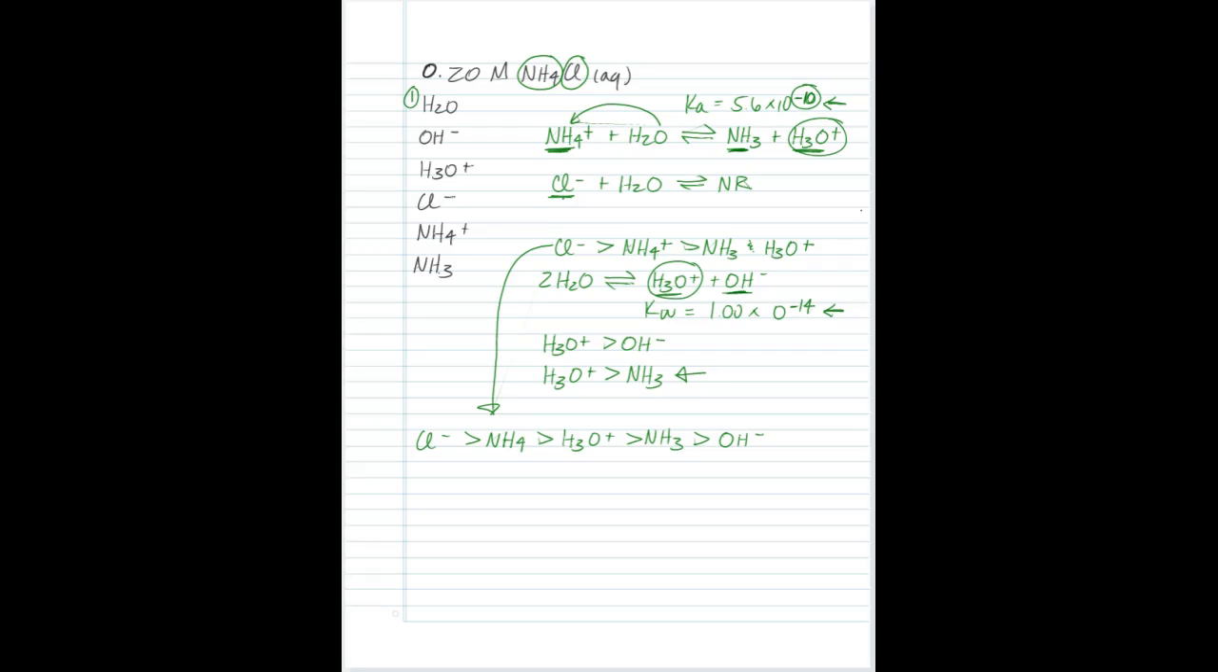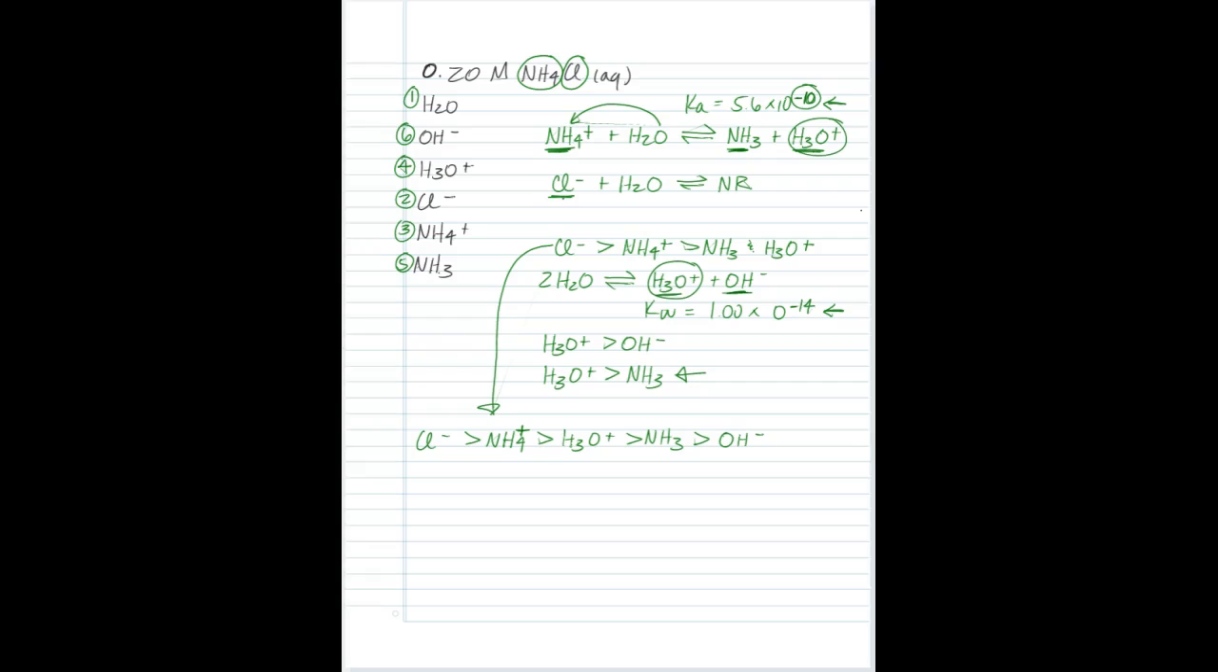So let's count here. We've got 1, 2, 3, 4, 5. We've already done water. 1, 2, 3, 4, 5. I think we've got it. And so our final ranking is going to be the water is number 1, and then we've got the chloride ion number 2. Sorry, forgot the plus charge down here. The ammonium ion is number 3. The hydronium ion is number 4. The ammonia is number 5. And the OH minus, the hydroxide ion, is number 6.